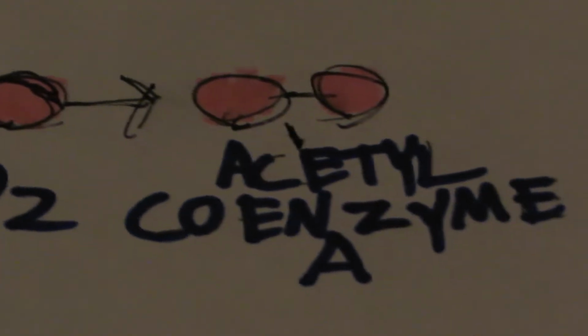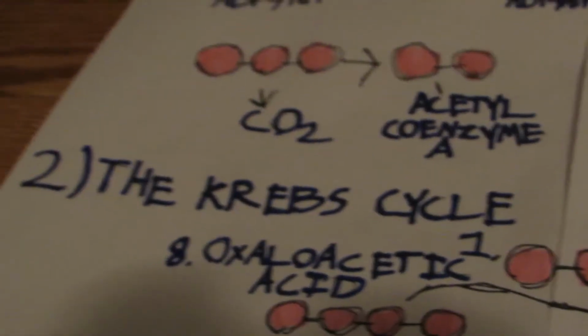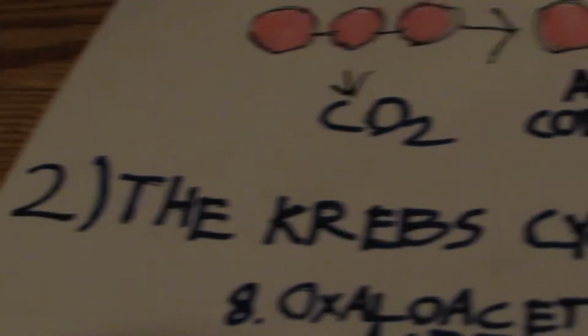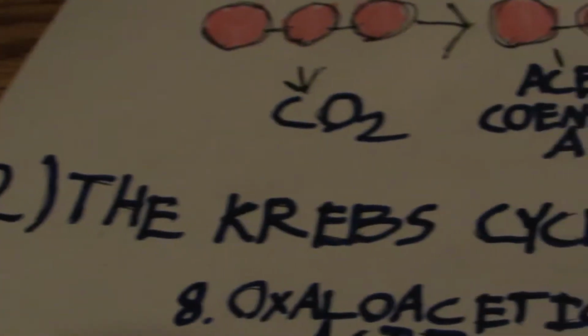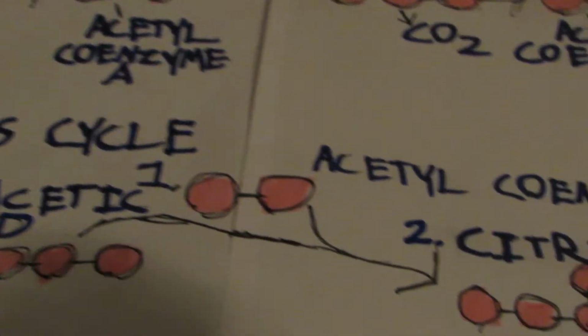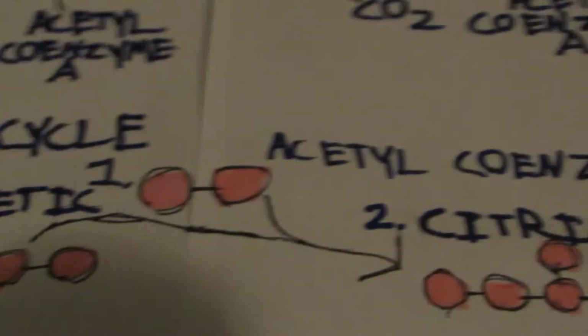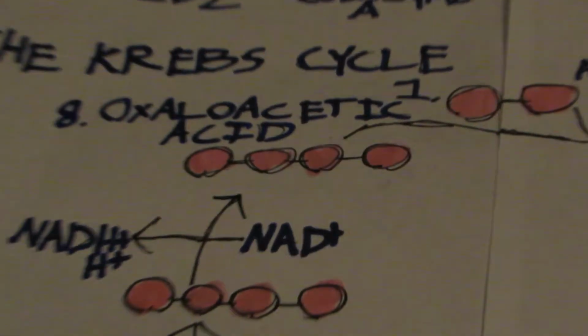Each pyruvate molecule loses one molecule of carbon dioxide, which is a byproduct of aerobic respiration. This leaves two 2-carbon molecules, which are called acetyl coenzyme A. These 2-carbon molecules start the process of the Krebs, or citric acid cycle. The Krebs cycle is the second stage of cellular respiration.